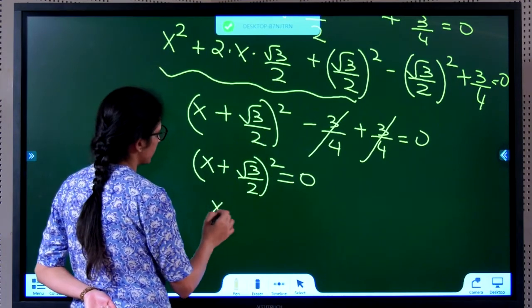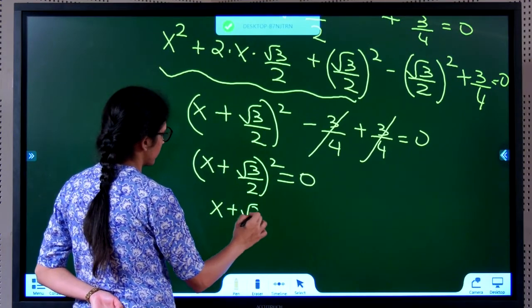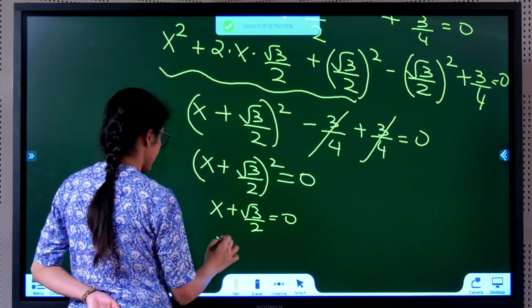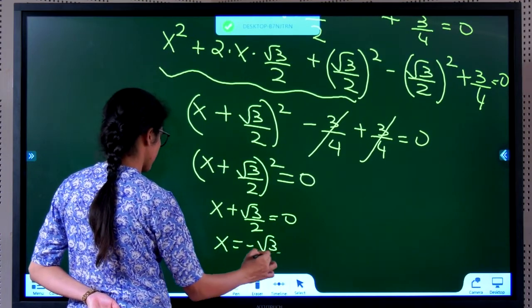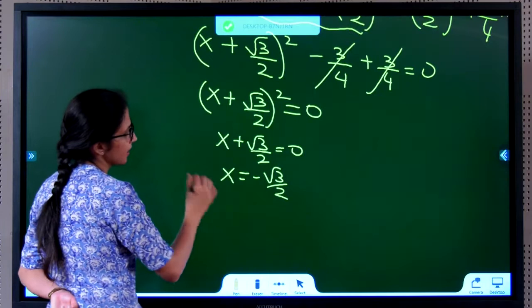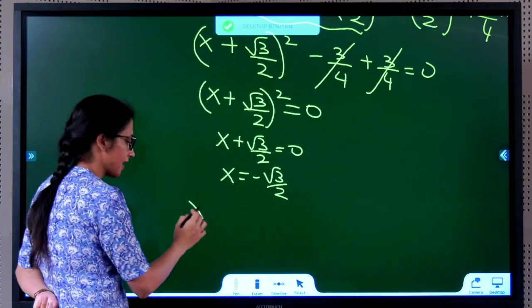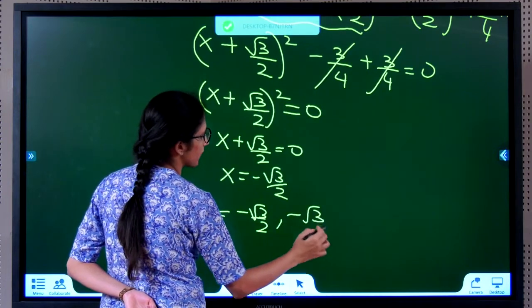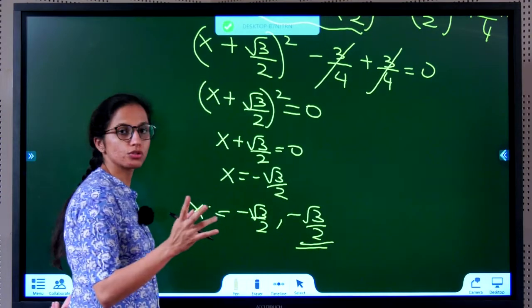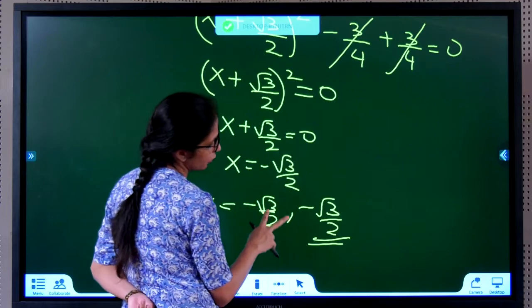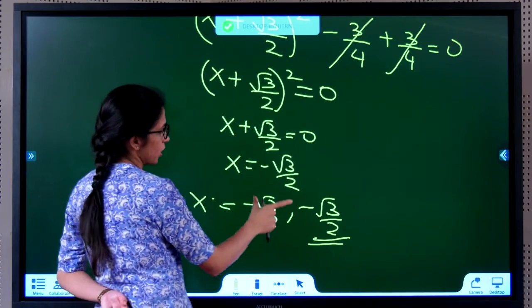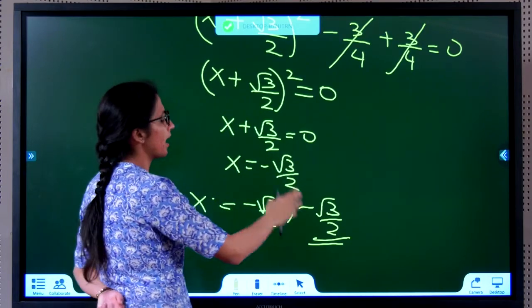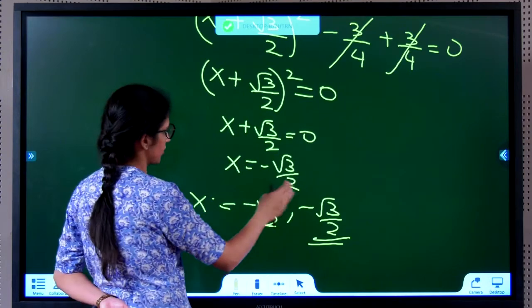So this means what? X plus root 3 by 2 is 0 and x is equal to minus root 3 by 2. There is only one value. That means what are the solutions of x? X is minus root 3 by 2 and minus root 3 by 2. Every quadratic equation has two solutions, right? They are equal roots. We have already learned this. Those are both the solutions.